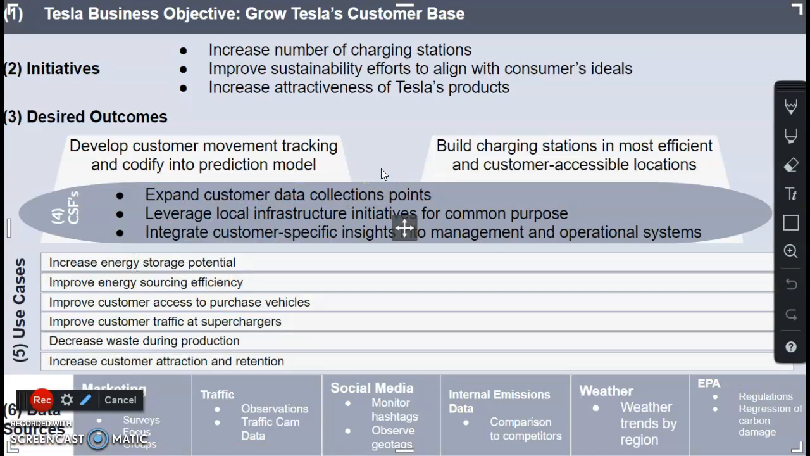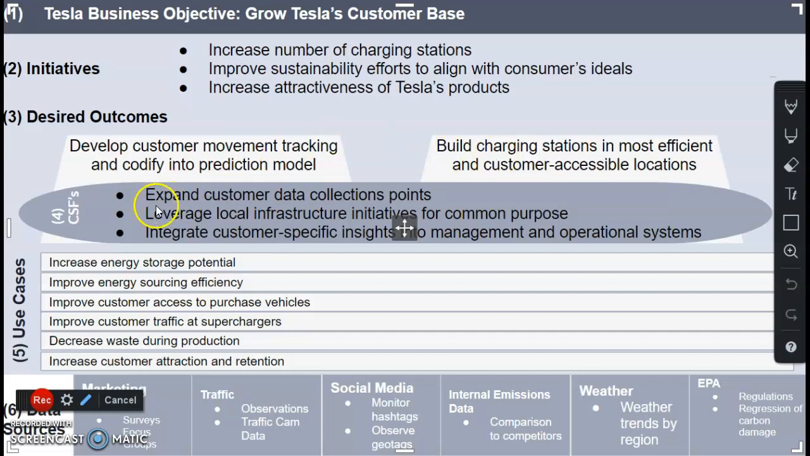So see here, it's a really great visualization of all that we've discussed, and a great way to kind of graph out our goals in a neat, clean graphic. So up here we have our initiatives: increasing the number of charging stations, improving sustainability efforts to align with our consumers' ideals, and increasing the attractiveness of Tesla's products. And then we have our desired outcomes: developing customer movement tracking and codifying it into a prediction model, and then building charging stations in the most efficient and customer accessible locations.